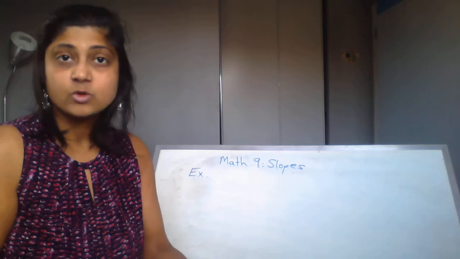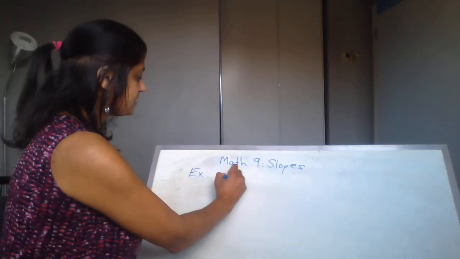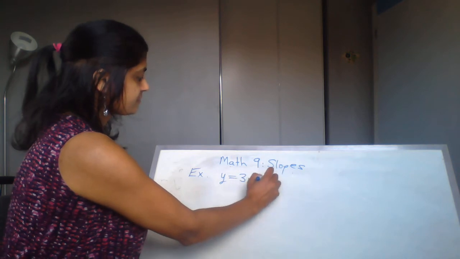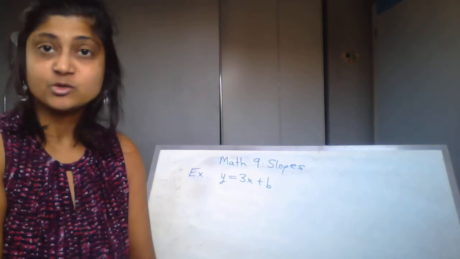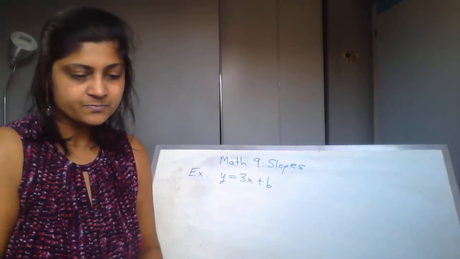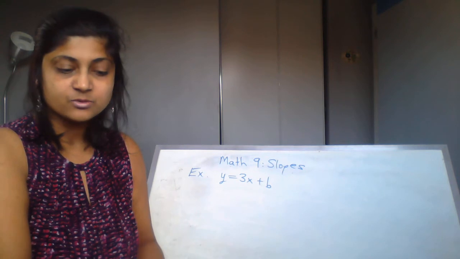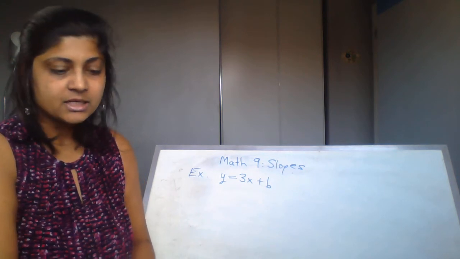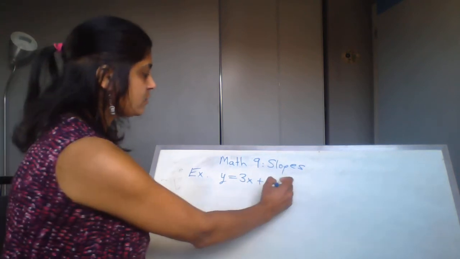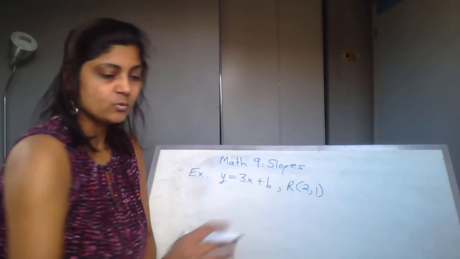In this question, the equation of the line is given to you, and it is y equals 3x plus b. So this is the equation of the line, and I can see that the slope is given to me. Determine the value of b when the line passes through each point. So let's do point 1. Point 1 here they give you as R. R is (2, 1).